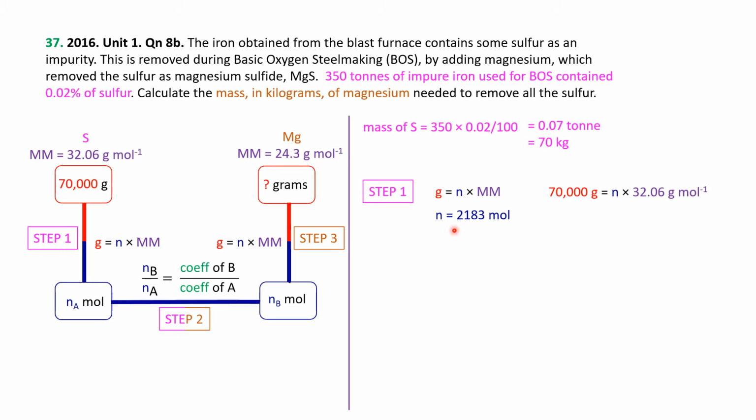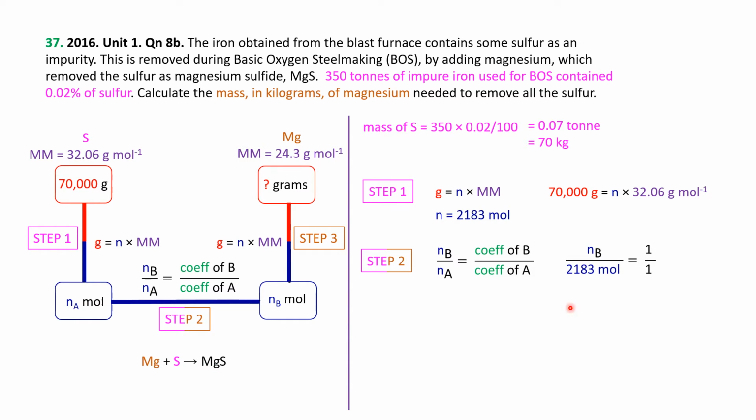So therefore we have 2,183 moles of sulfur. Now for step 2, we need the coefficients of an equation. We don't have an equation. Well, we do, we just haven't written it out yet because we know we got sulfur plus magnesium making MgS. So we'll put that down here just so we got it. Magnesium plus the sulfur is MgS. So therefore the coefficients are both 1 and 1.